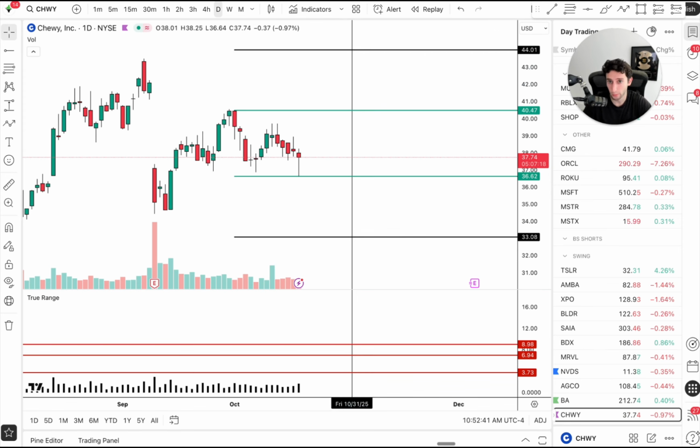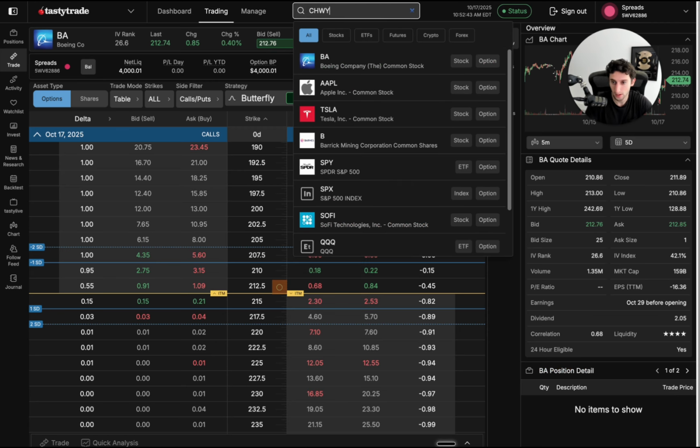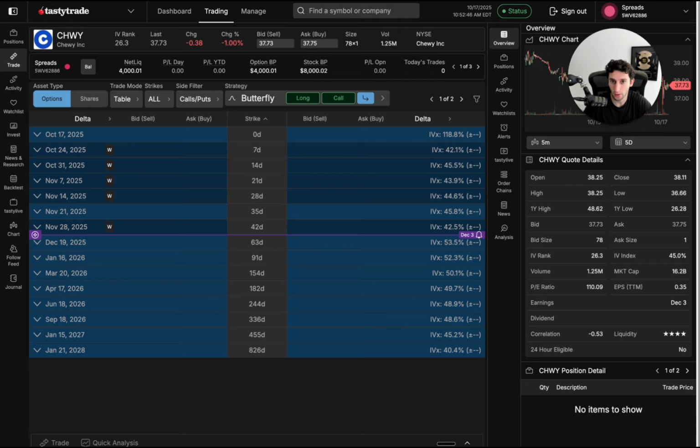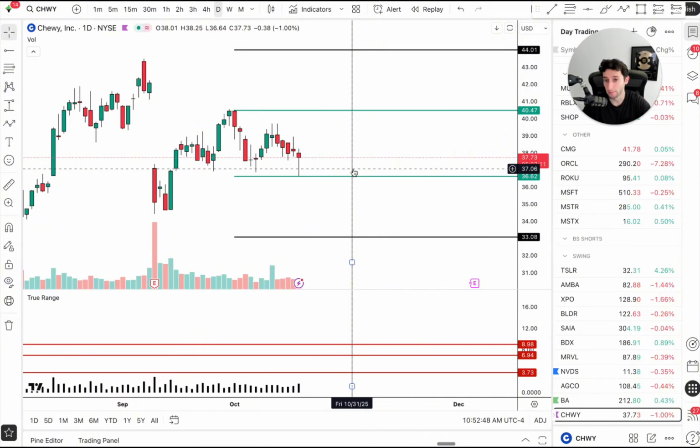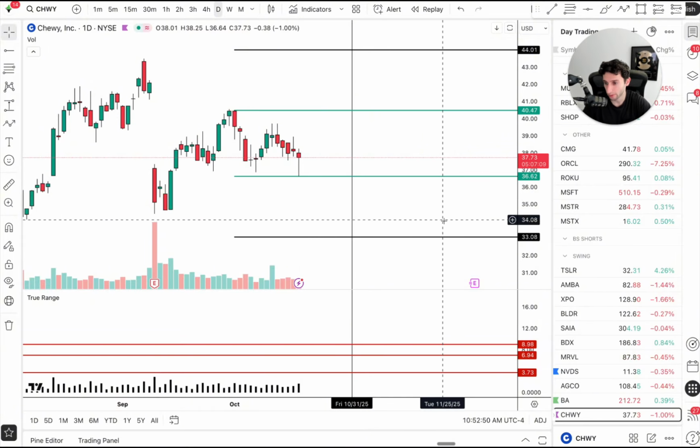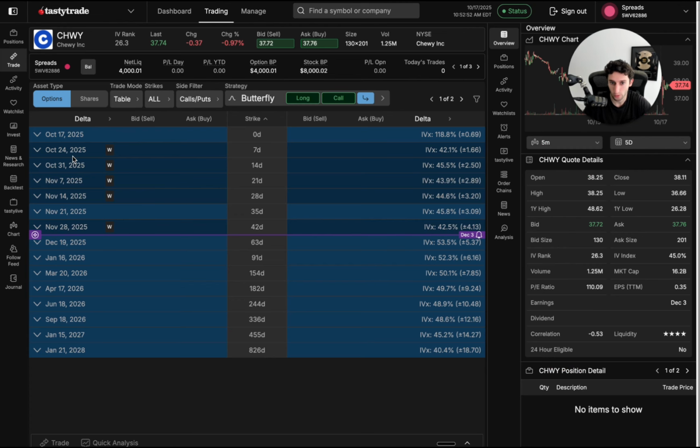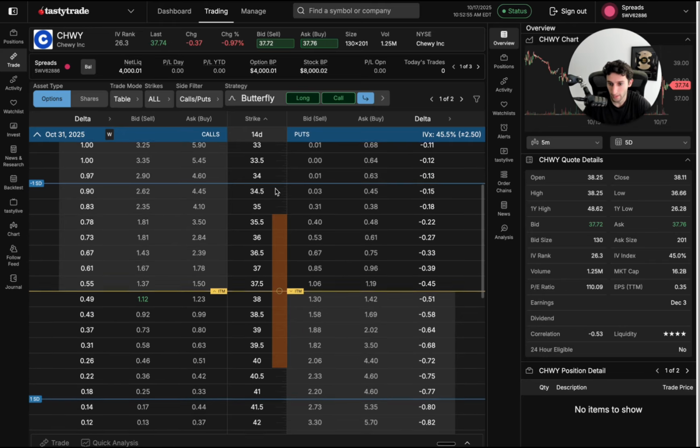So what we can do is pull up the chart here on Chewy, on our options chain. And we can say, okay, by October 31st, by the end of the month, our expected monthly range is either going to be down at 33 or up at 44. So if I go by the end of the month, which would be right here, 33.